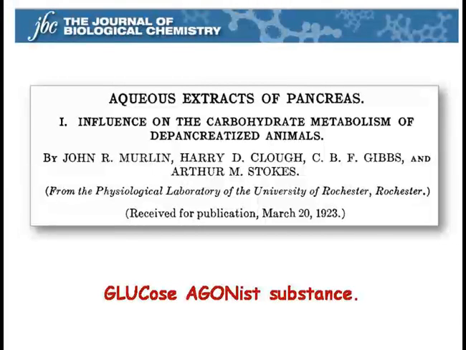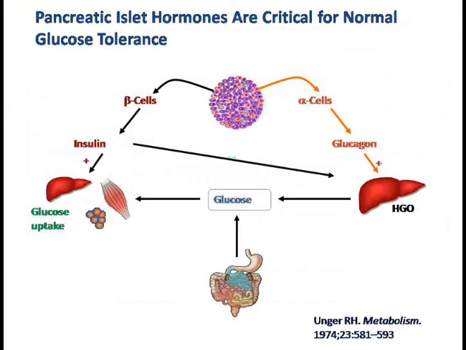Indeed, a couple of years after insulin was discovered, there was a publication in the Journal of Biological Chemistry by Merlin et al., which showed the first existence of glucagon, and the name glucagon was derived from a glucose agonist substance. Thereafter, the mechanism of action of glucagon was studied, and as we all know, the alpha cells produce glucagon, which leads to increased hepatic gluconeogenesis, leading to increased glucose, as well as glucose coming from the gut, and the beta cells producing insulin, leading to higher glucose uptake, and thereby mobilizing the glucose from the tissues.